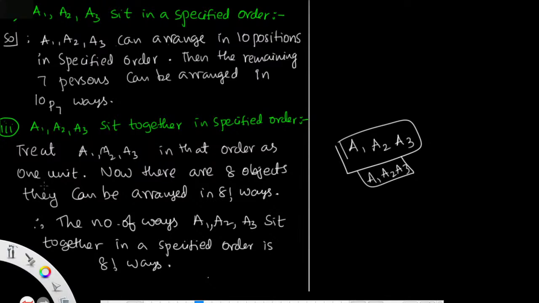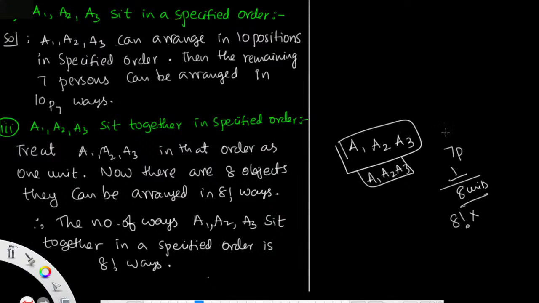There is no change in A3, 2, 1, 8 like that. Always this method only, this order as one unit. Now there are how many? 8 objects. Why? Because it has one unit, remaining 7. 7 plus one unit, so totally how many? 8 units. 8 units can be arranged in 8 factorial.